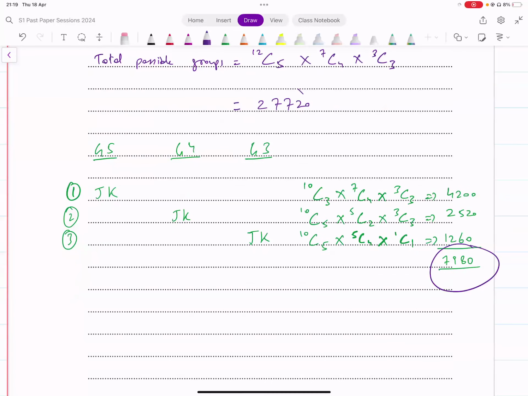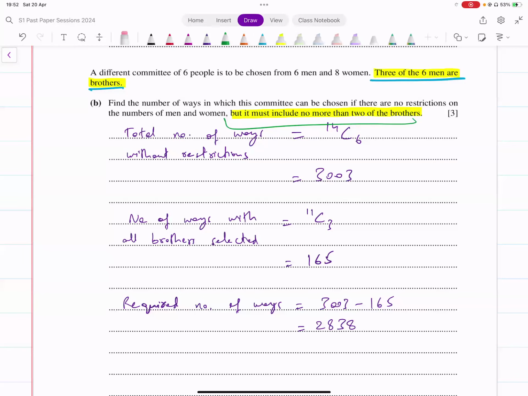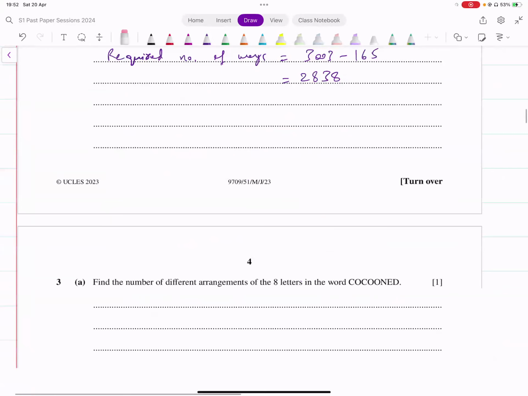These are the favorable outcomes. These are the total number of possible outcomes. What's the probability then? 7980 divided by 27720. And that should give you the correct result. Let's see what that turns out to be. 7980 divided by 27720. That's 19/66. That's what we're getting. That's our final answer. Is that okay? All right, good. Let's look at the next one now.